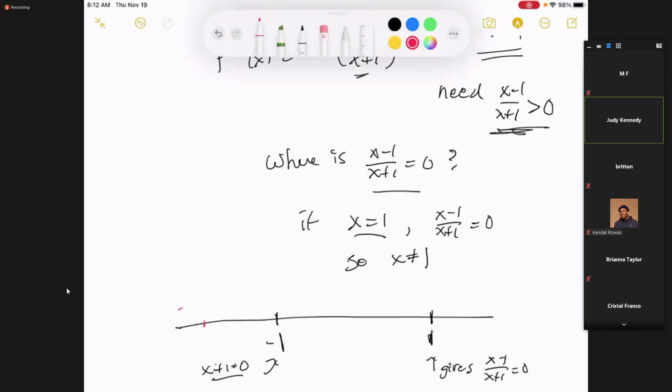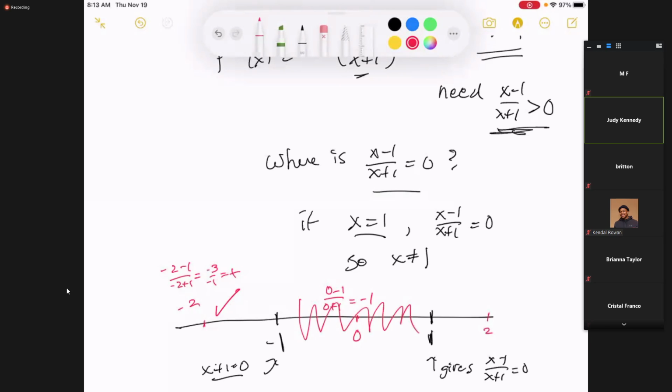How about minus 2 over here? We would get minus 2 minus 1 over minus 2 plus 1, which is minus 3 over minus 1, a positive number. Okay, so this is in the domain. Zero is in between here. I could use that to check the interval from minus 1 to plus 1. If I put that in (x minus 1) over (x plus 1), that's minus 1, that's negative. Okay, so this gets thrown out. That's where you get a negative number inside the log, and that's not part of the domain.